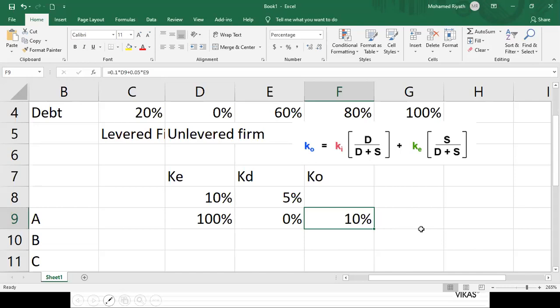Do you agree or not? Please respond, then only we can go to the next step. Do you agree on this answer? Have you got the answer, 10%? How do we get the answer here?